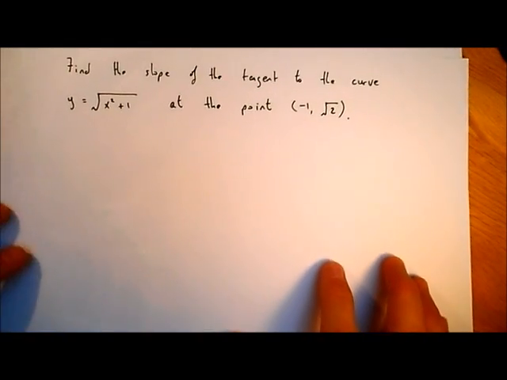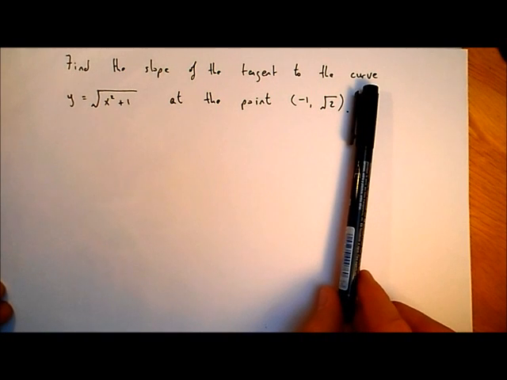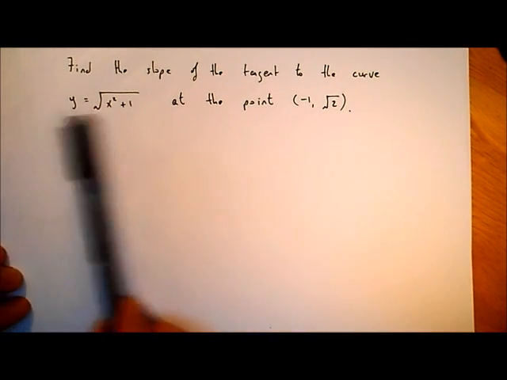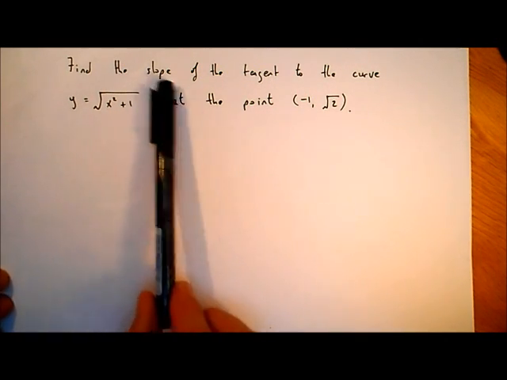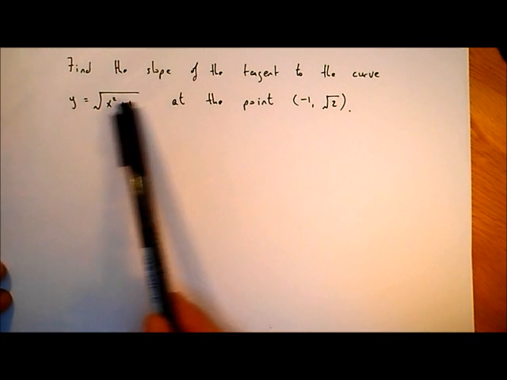Okay, let's have a look at one other question. The question says, find the slope of the tangent. It's just written in a different way. It's almost the same question, very similar. Find the slope of the tangent to the curve. So we've got a curve, y is equal to this, and we have to find the slope of the tangent to it. The slope of the tangent and the slope of the curve are the same thing, so it's asking us to find the slope of the curve.